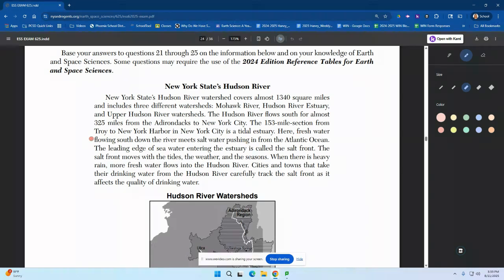Here, fresh water flowing south down the river meets salt water pushing in from the Atlantic Ocean. The leading edge of sea water entering the estuary is called the salt front. The salt front moves with the tides, the weather, and the seasons. When there is heavy rain, more fresh water flows into the Hudson River. Cities and towns that take their drinking water from the Hudson River carefully track the salt front as it affects the quality of drinking water.